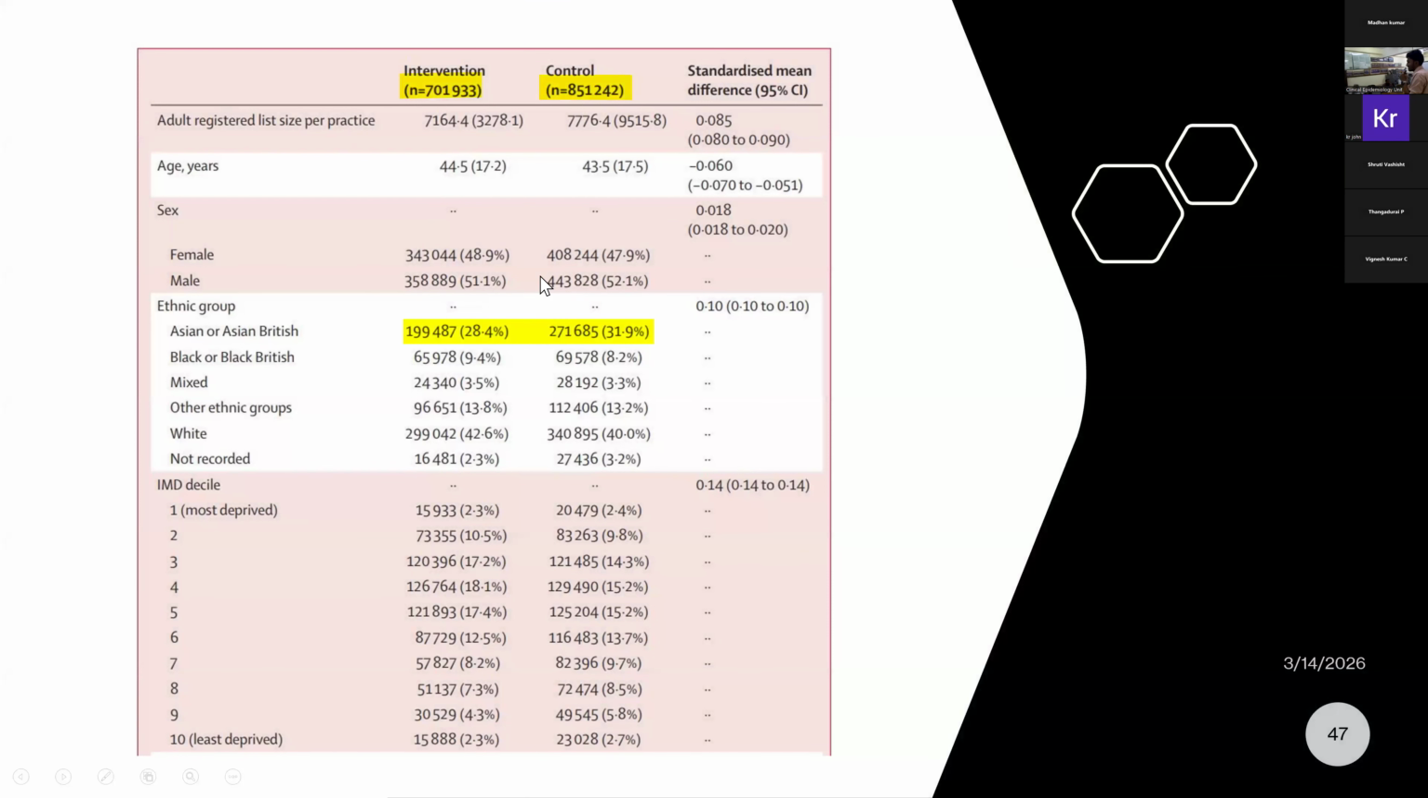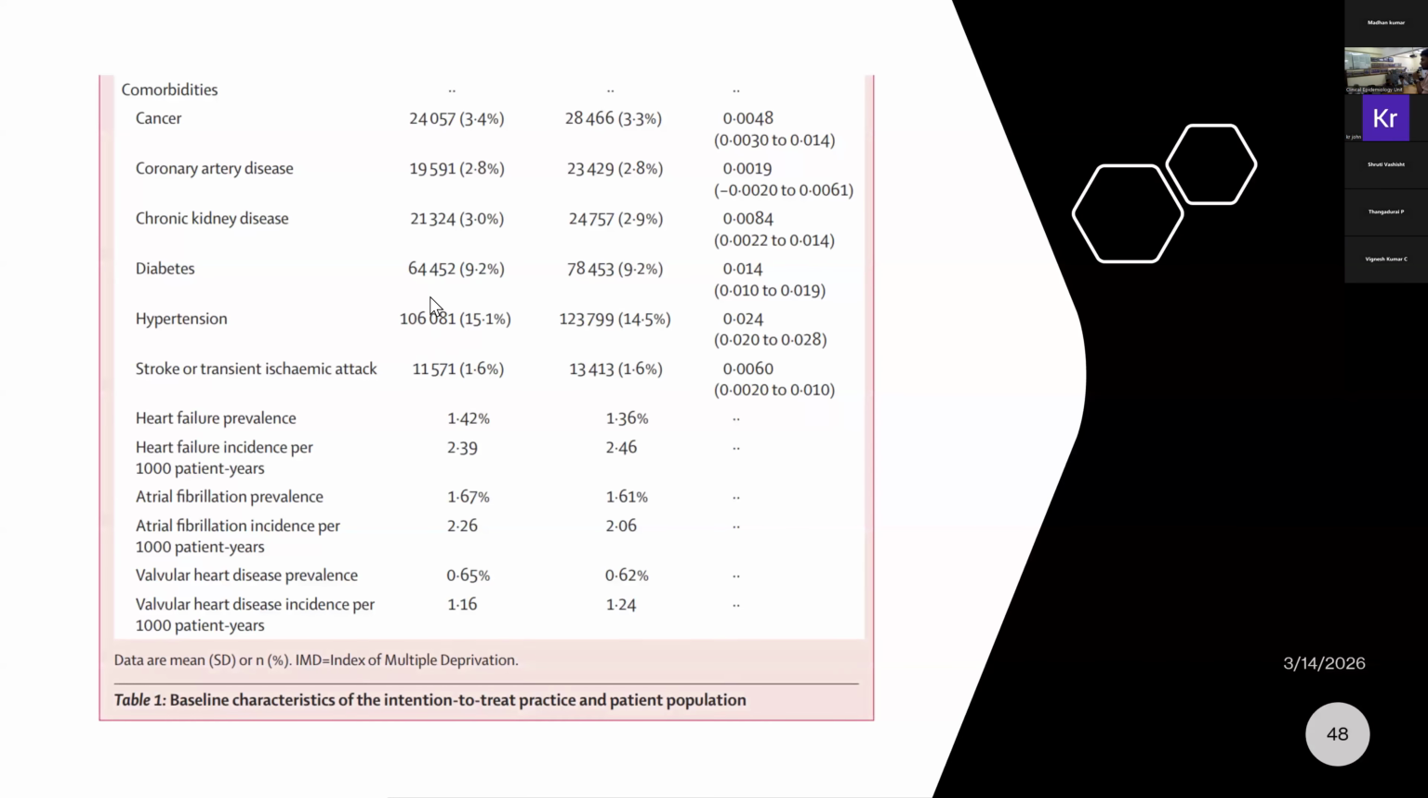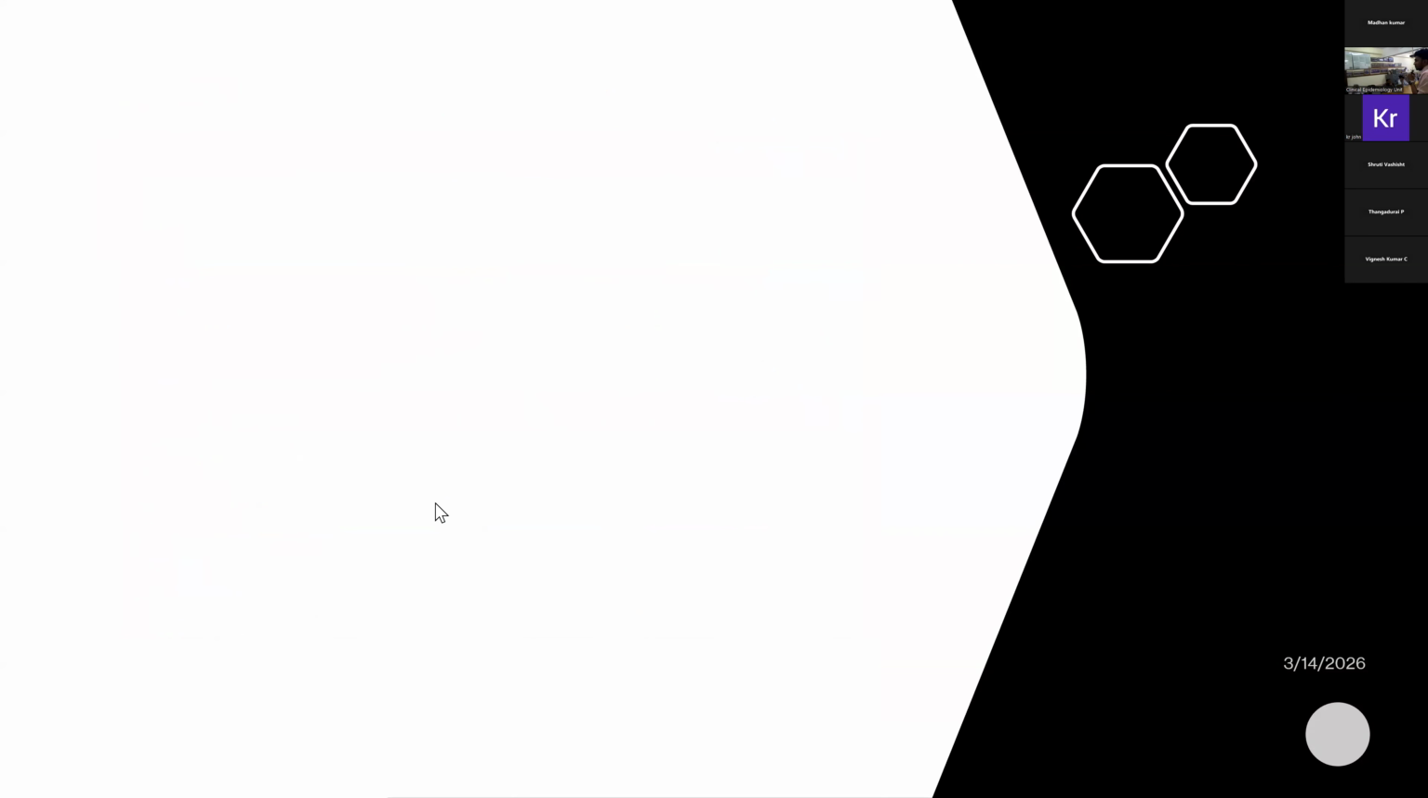These are the baseline characteristics of the study. The intervention group had about 7 lakh participants and the control group had about 8,51,000 participants. The mean age was about 44 years. And about 30% of the participants were of Asian origin. And the comorbidities were also more or less equally distributed among both the intervention and the control arm.